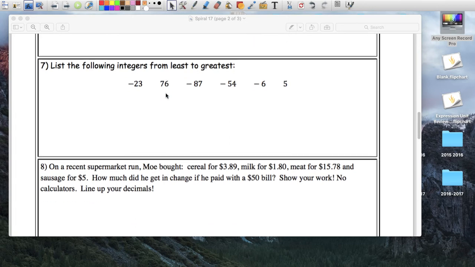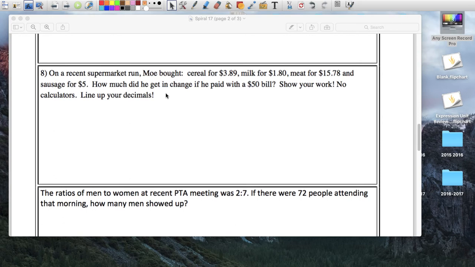On a recent supermarket run, Mo bought cereal for $3.89, milk for $1.80, meat for $15.78, and sausage for $5. There's a reason I'm doing this decimal problem: I saw a lot of you not remembering how to add. There was a test question on the snow question, and you didn't know how to add.